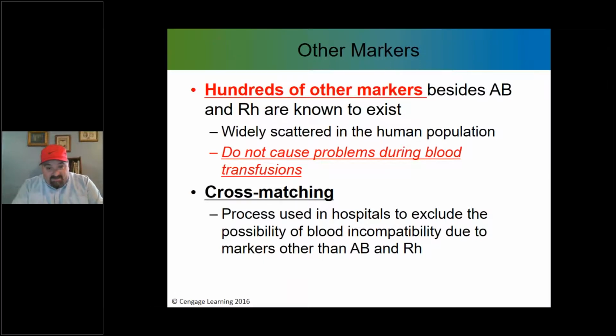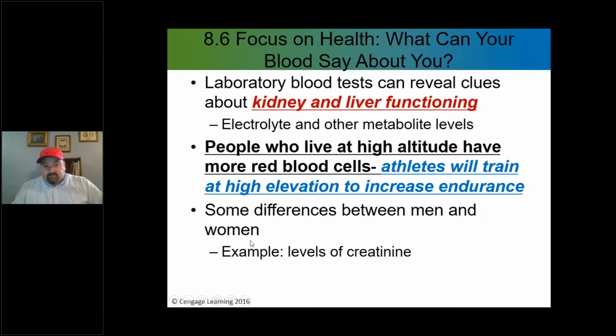Okay. Now, you'll see here at this next slide, it says that hundreds of other markers are present other than just A and B and O or the lack of AB as well as Rh. Okay. But they don't cause problems during blood transfusions. Okay. So it's not an issue. Cross-matching is used in hospitals to exclude the possibility of blood incompatibility due to those markers. And so that's very important so that we don't have an immune response. And the importance of the blood, so we realize that carrying of that oxygen is very, very important via the red blood cells.